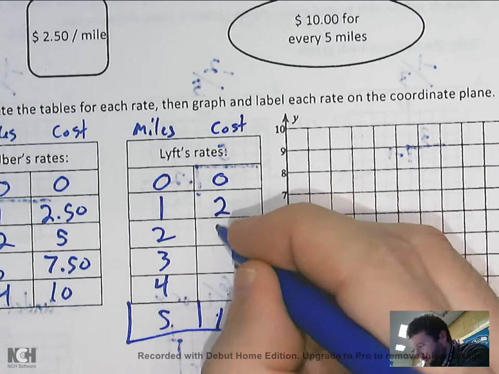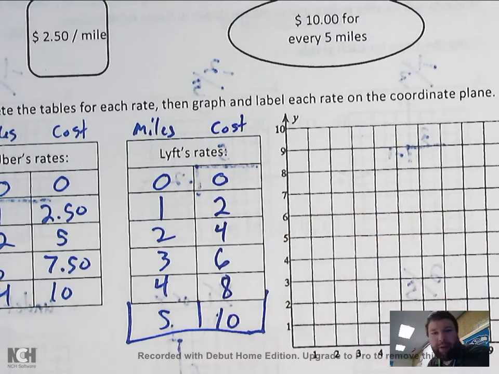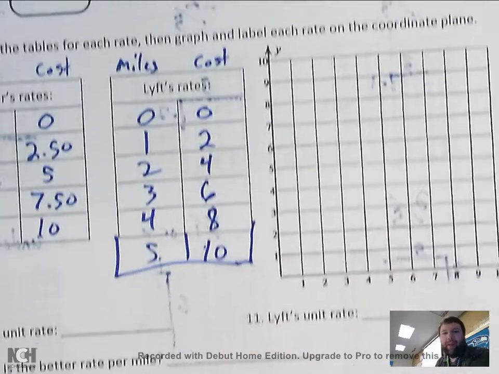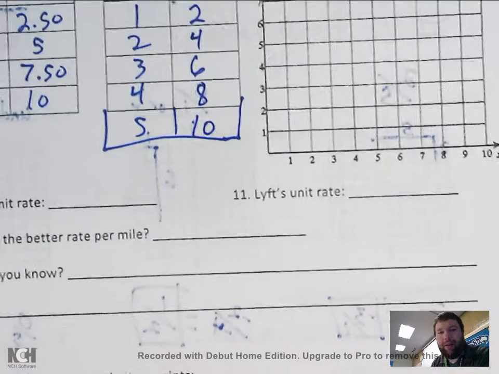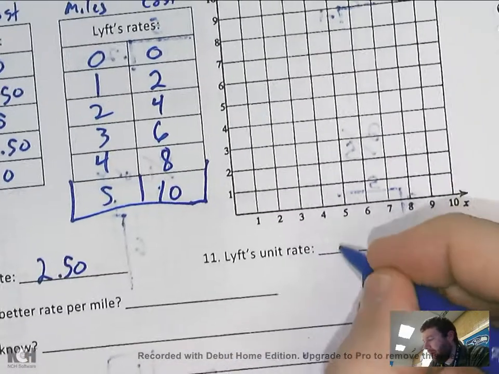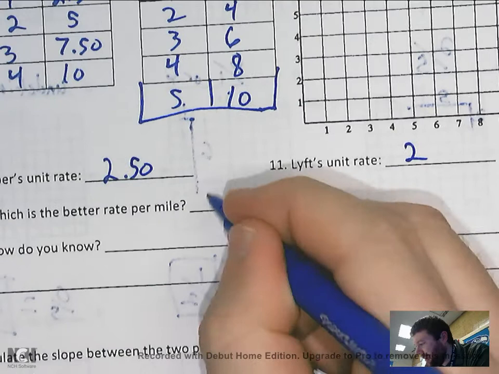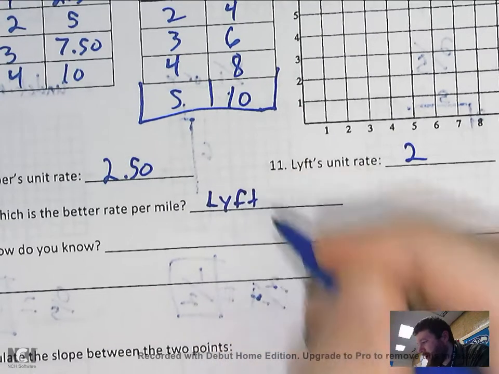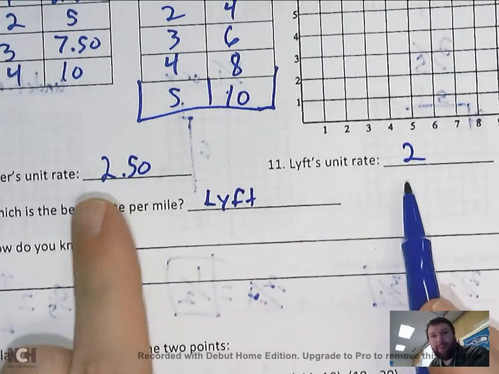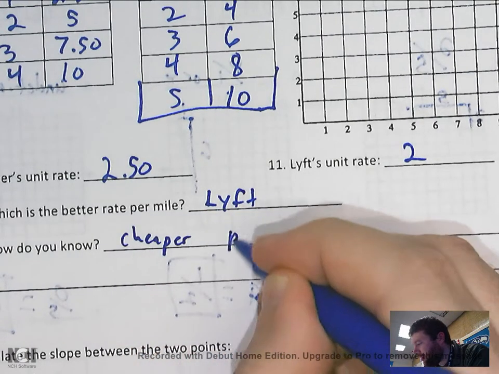2, go up to 4 after 2 miles, 6 after 3, and 8 after 4, 10 at 5. Okay? Then unit rate, Uber's was $2.50 per mile, right? Lyft's, we figured out, was 2, which means Lyft has the better rate, right? Because it's cheaper per mile.